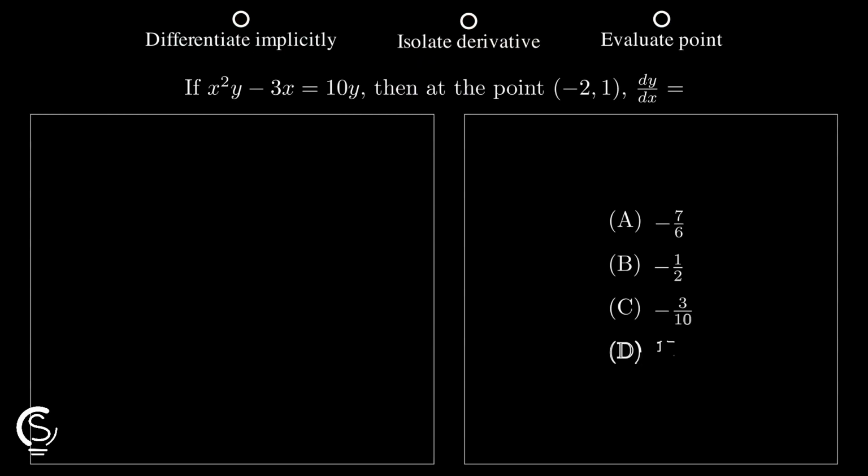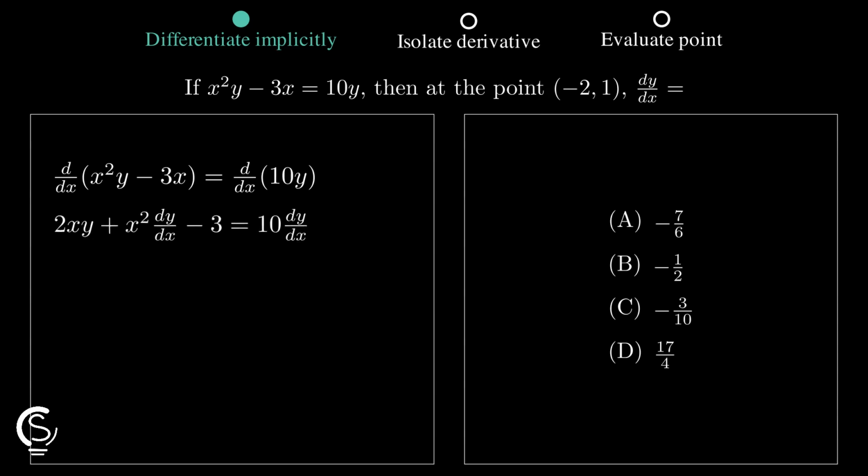Start by differentiating both sides with respect to x. Remember to use the product rule for the x squared y term and the chain rule for the y term. Let's go.